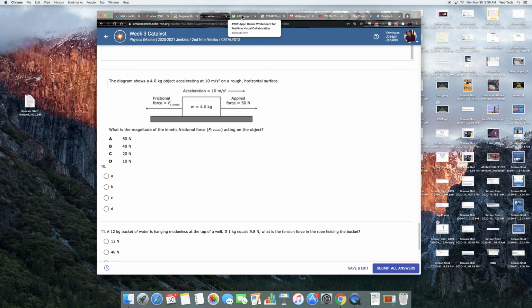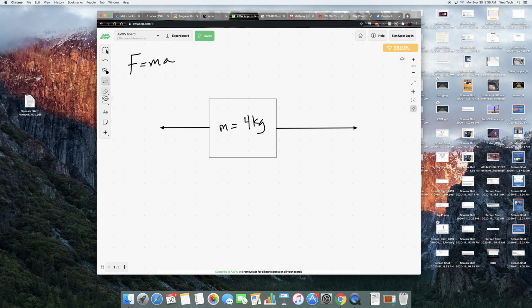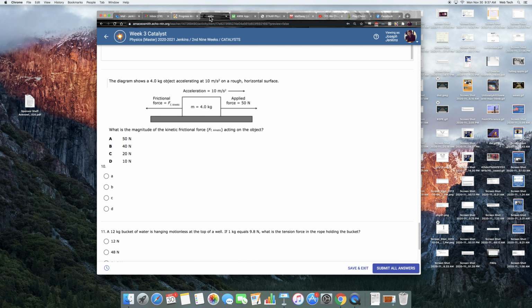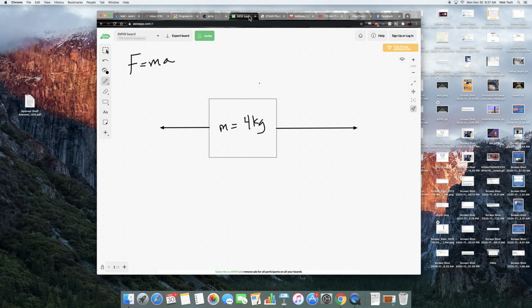So the applied force is 50 newtons, and the frictional force is unknown. I don't know it, and I hope you've read this question before. So the force that's applied is 50 newtons. Something's pulling at it at 50 newtons. And the friction force is unknown. So what is the force of friction? How am I ever supposed to figure that out?